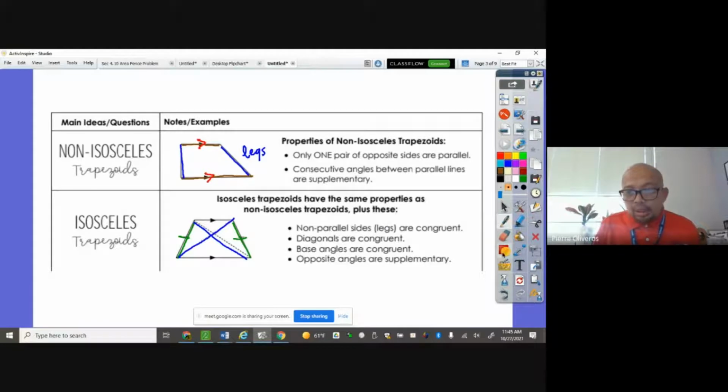The base angles, where's the base angle here? The base angles are congruent. These two angles here are congruent. Likewise, the two red angles here are congruent. And the opposite angles are supplementary. Meaning, if you add this angle to that one or to that one, they have to be equal to 180. Okay, that's the difference between isosceles and non-isosceles trapezoid.